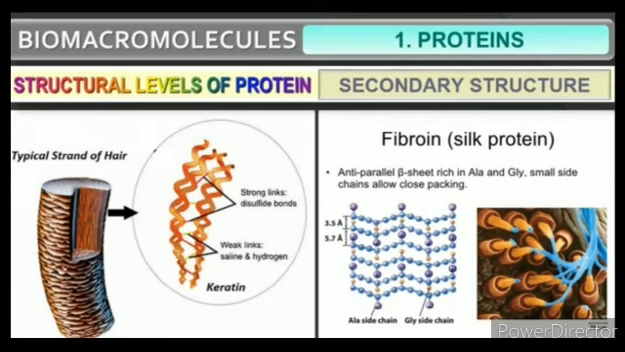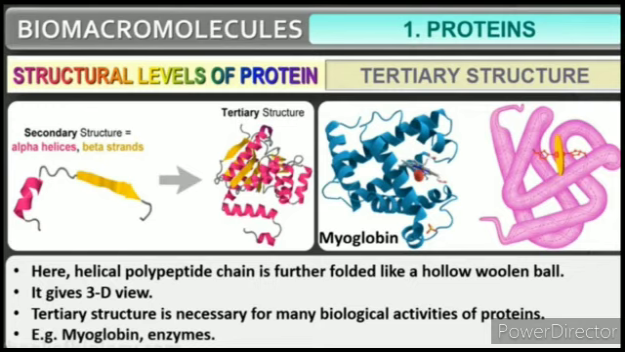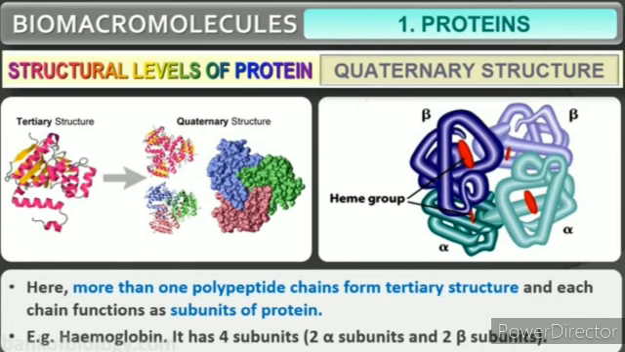The secondary structure, that is the typical strand of a hair, that is also a secondary structure, fibroin, that is the silk protein. In the tertiary structure, the helical polypeptide chain is further folded like a hollow woolen ball. It gives a 3D view. Tertiary structure is necessary for many biological activities of proteins. Example, myoglobin, enzymes, etc.